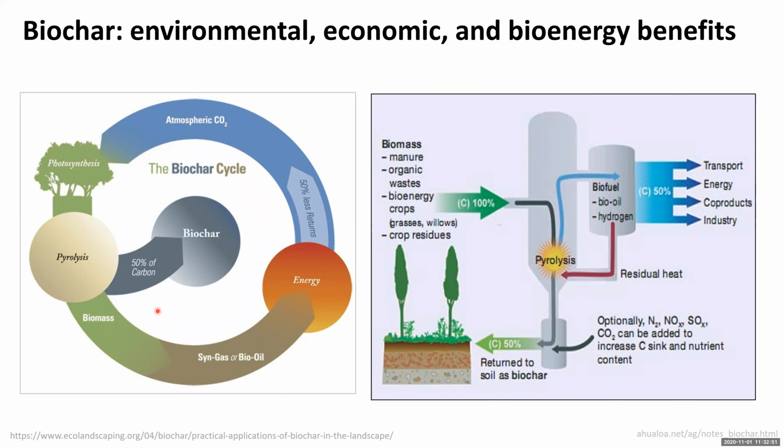This is why you may hear biochar being described as a climate change mitigation strategy. And this is because it helps keep some of the carbon out of the carbon cycle. And when added to soil, it can increase plant growth, enabling more carbon to be taken out of the atmosphere by plants.